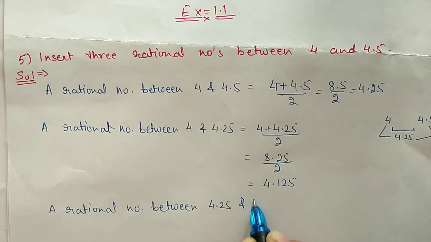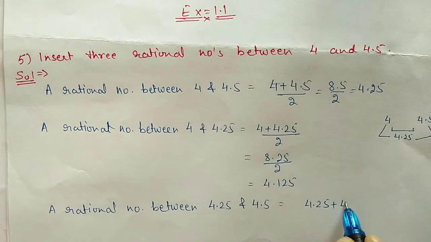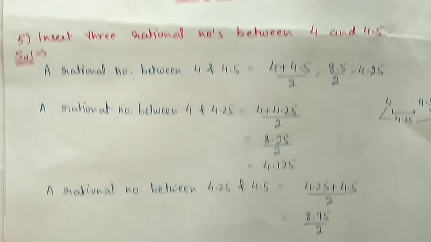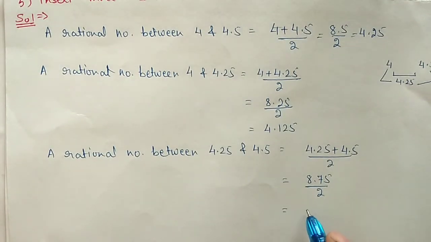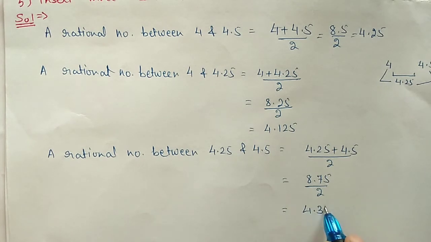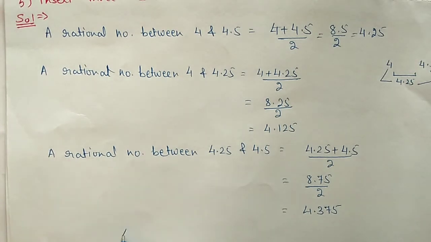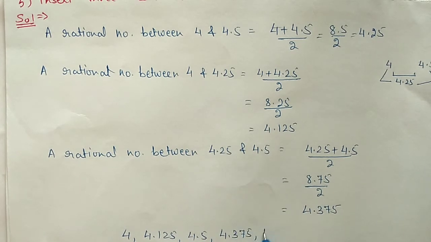4.25 and 4.5, which is equal to 4.25 plus 4.5 divided by 2. 8.75 divided by 2 and after division we will get 4.375. So these are the three numbers which will come between 4 and 4.5. So 4, then 4.125, then 4.375, then 4.5.